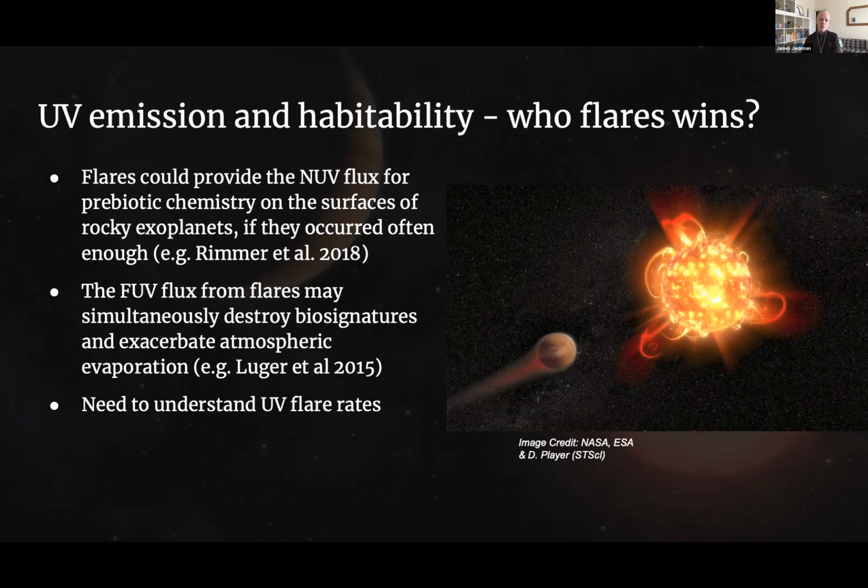And if you want to measure a UV flare rate for a particular star of interest that you found, there's something in the chat.